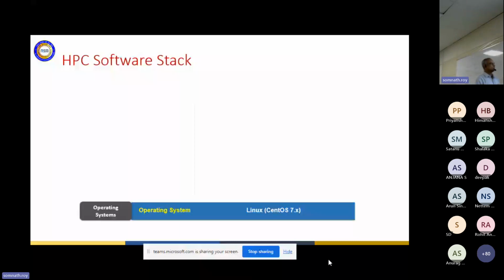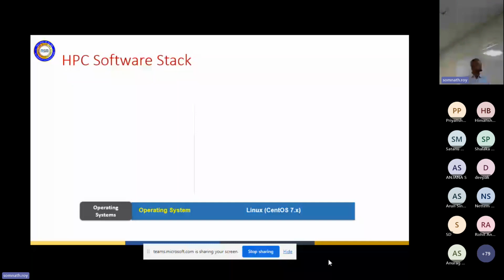At the lowest level lies the OS. We use Linux, and the version number can keep changing. It is like Red Hat, the same thing as Red Hat, but it is open source. So you don't have to pay for it, but you have to maintain it yourself.